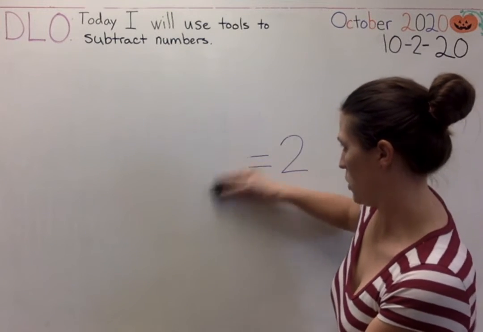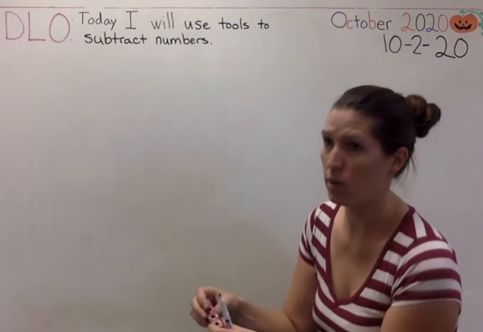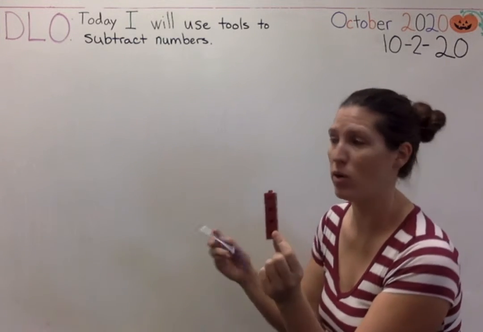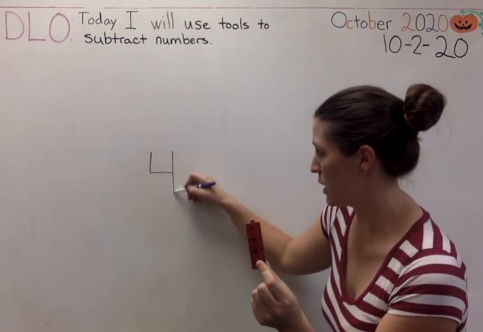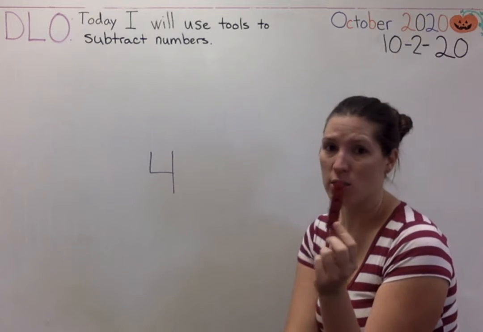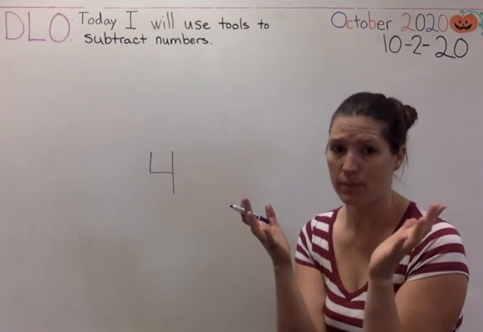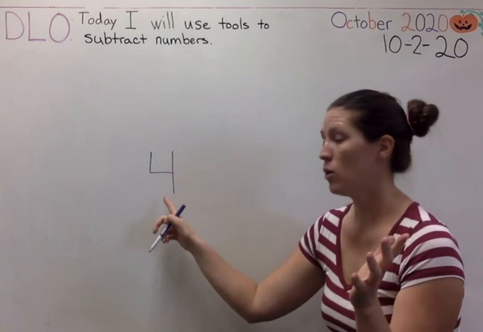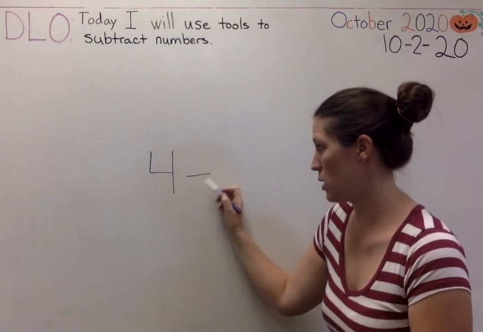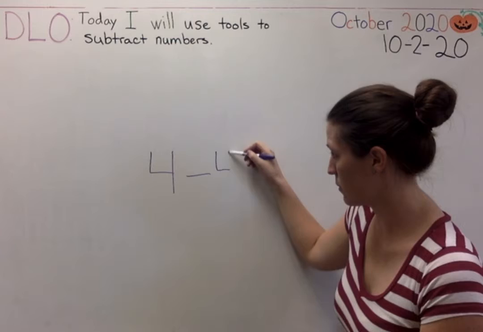Let's do another one with our cubes. I have 4 cubes. How many cubes do I have? 4. Down, over, down some more. That's the way you make 4. I lost all of my cubes. How many did we start with? 4. And I lost all of them. So that's minus all of them. All of them is 4.